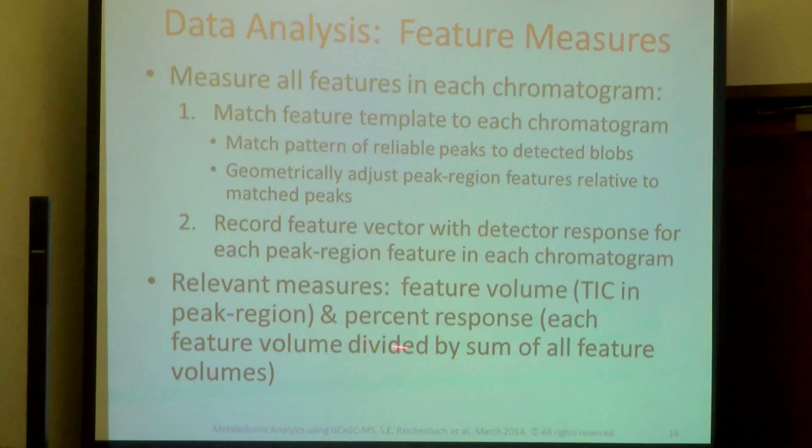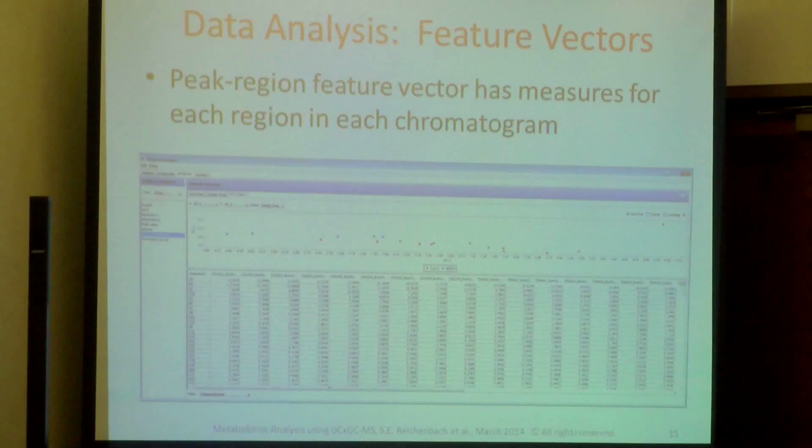We're also particularly interested in the percent response. In this case, we don't have an internal standard, so we're normalizing the response in each region against the total response in every region of the chromatogram. So it's a relative percentage of each peak region in the chromatogram.